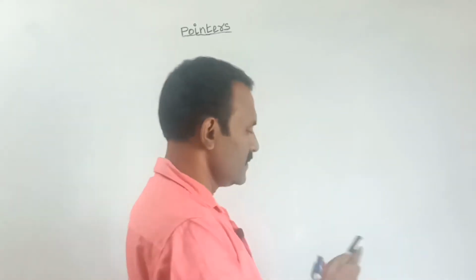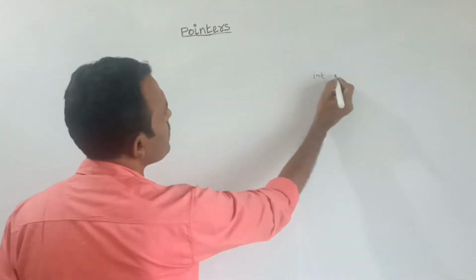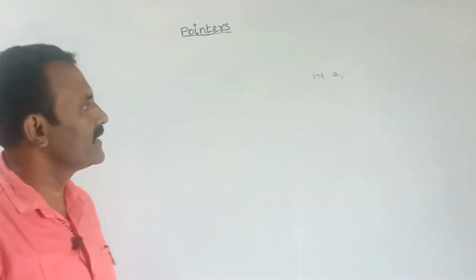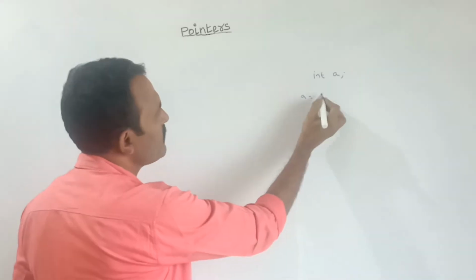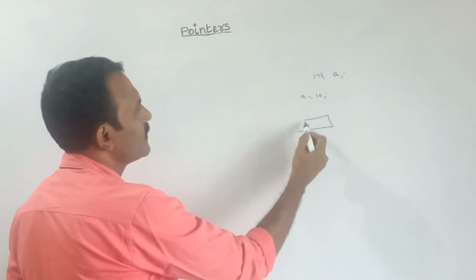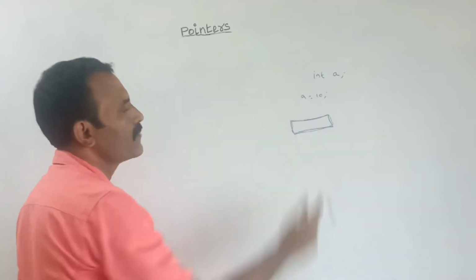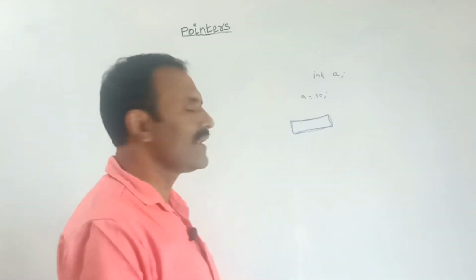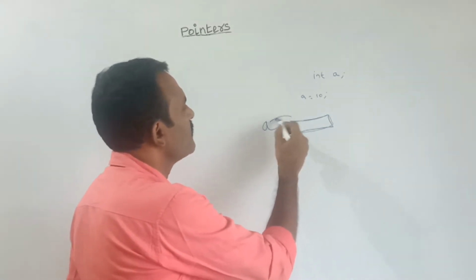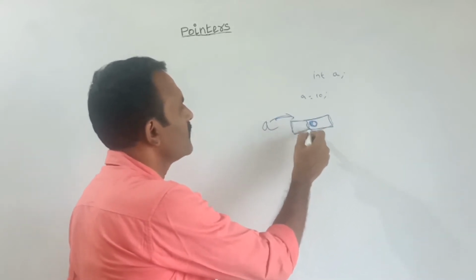For example, if you are declaring a variable, let us assume integer a. What kind of variable is this? Integer data type. If you are storing the value 10, then in memory, for the integer, how many bytes? 4 bytes. So it allocates 4 bytes for the variable a and stores the value 10 in that variable.